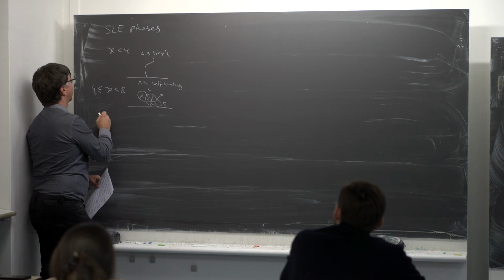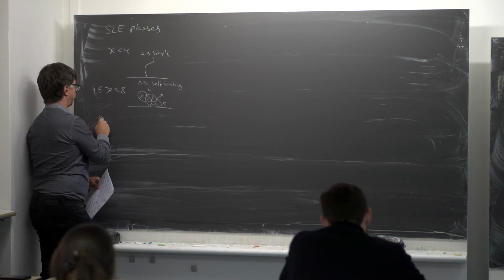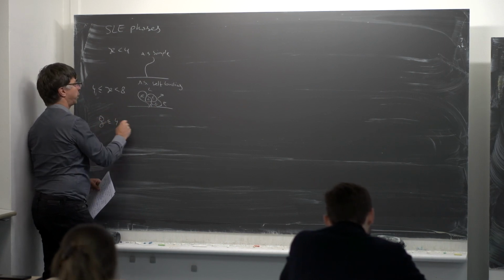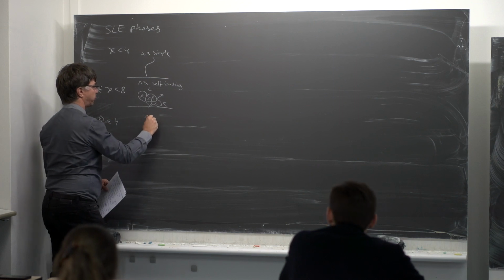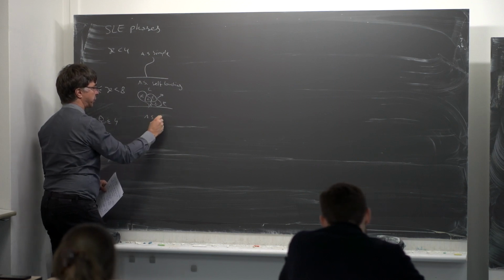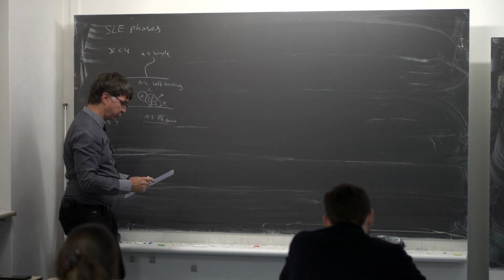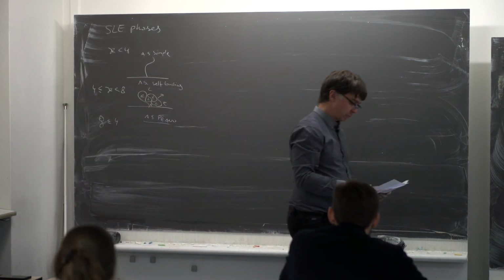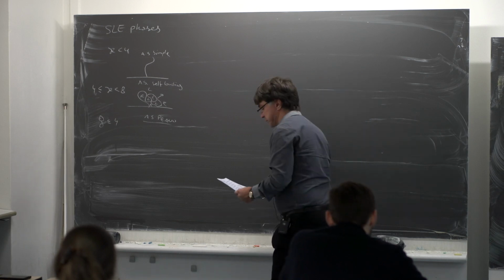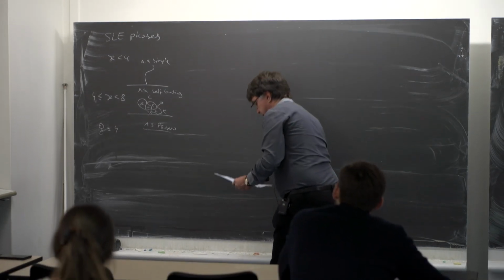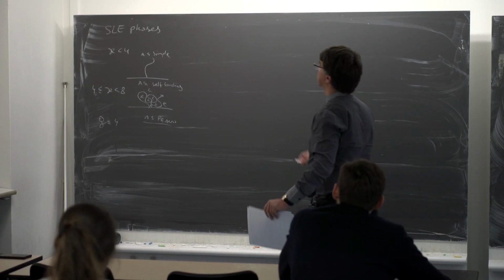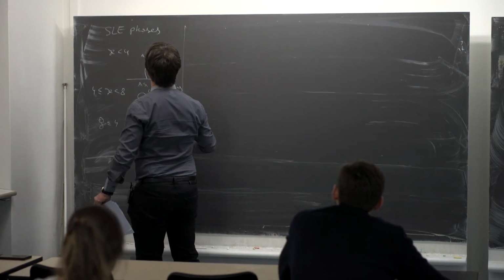And for kappa bigger than 8, you have almost surely a Peano curve, which is space filling. So the same, but it doesn't leave the gaps. So how do we almost prove it, in two ways? Let's first start with the first one.